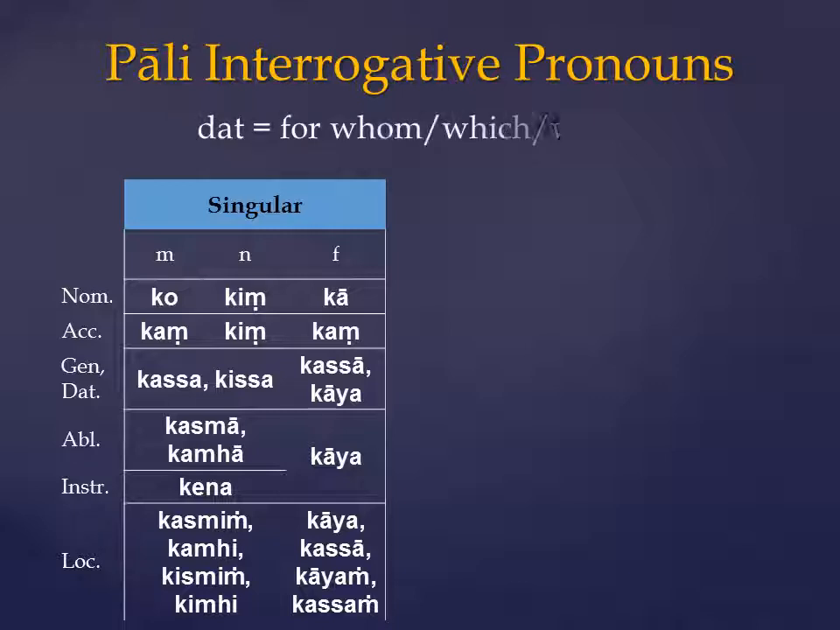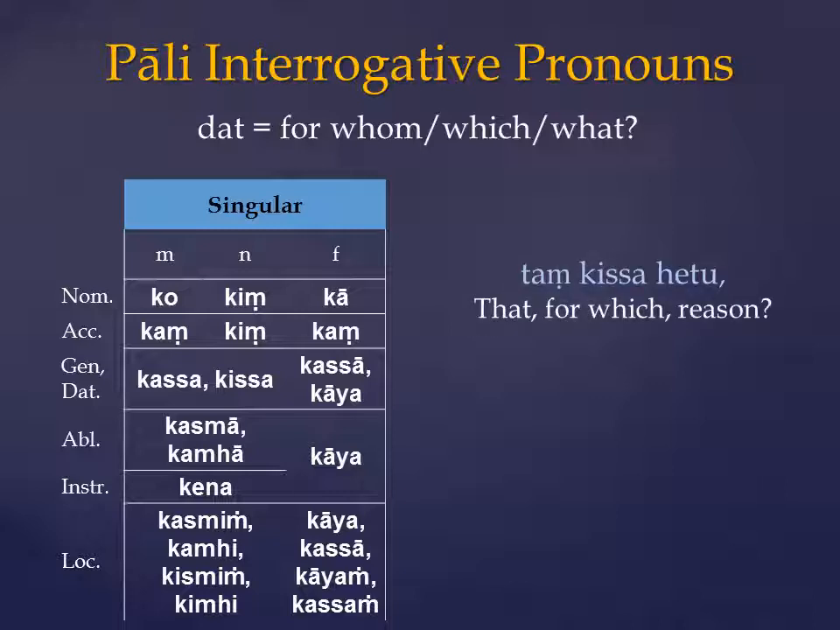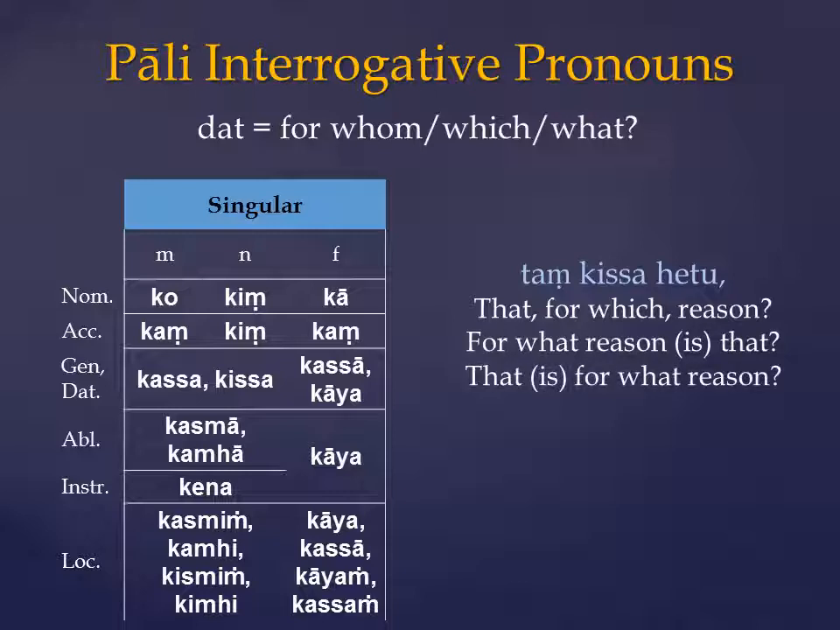Now if we look at the dative, it has the same forms as the genitive case, but it means for whom, which or what. So in the example, tang kissa hetu, it can be rendered that, for which reason. And because both tang and hetu are in nominative, they come with an implied linking verb, so we can say, for what reason is that, or that is for what reason.